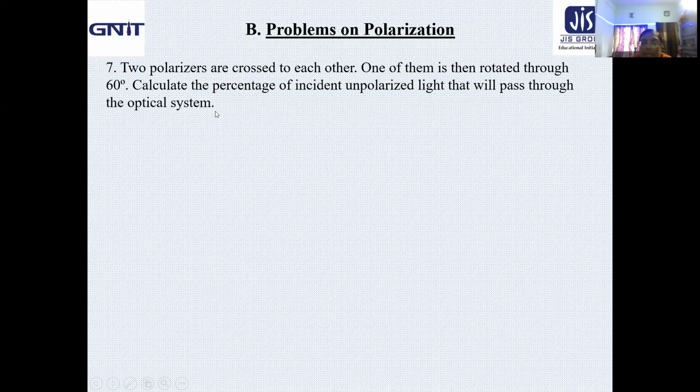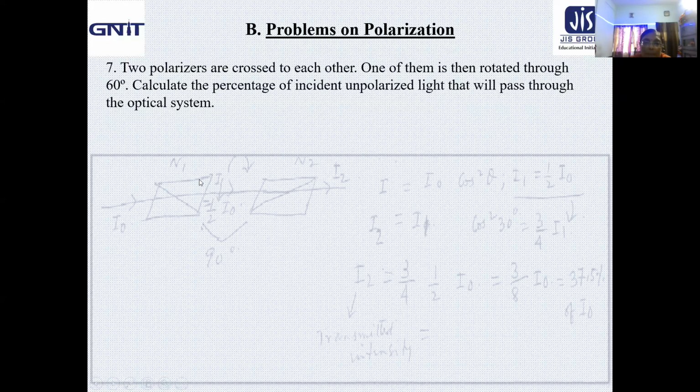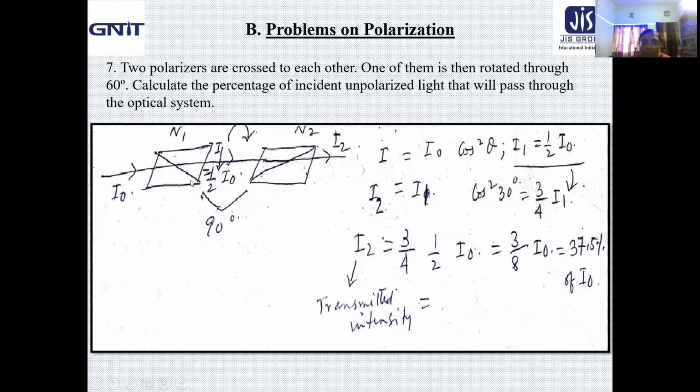Look, it is set in a different way. Two polarizers are crossed to each other, just what we have done in the previous two problems with which we started. Then one of them is rotated through 60 degrees. So now the angle between them is 30 degrees. Calculate the percentage of incident unpolarized light that will pass through the optical system. Now just take a look where we have made the changes. This is the first polarizer. This is the second polarizer. Incident beam is I0.